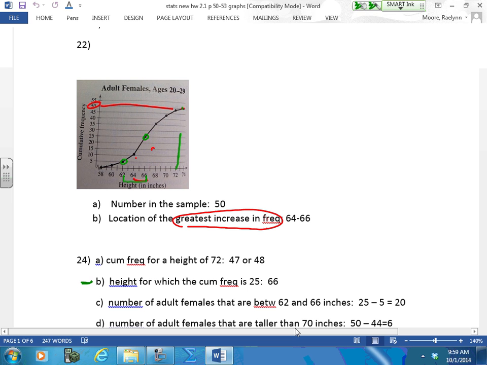The height for which the cumulative is 25, follow it across till you intersect and come down. It's about at the 66. As long as you're in the ballpark, that's fine. Now this one's not so bad because they did it by every 2, but they incremented every 1. It's harder to find when you go by 10s or by 5s. It's harder to see, was it a 3 or a 4 or a 2? So as long as you're in the ballpark, it's okay.